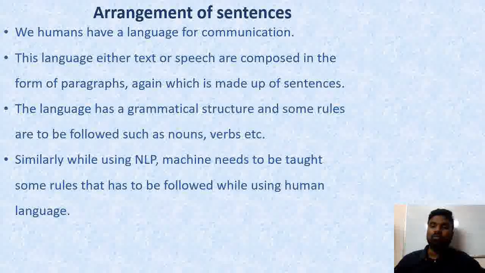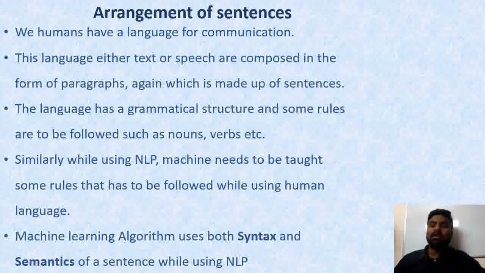And similarly, while machines use NLP, machines need to be taught some rules. उनको भी कुछ rules सिखाने पड़ेंगे if we want they learn our language. अगर हम चाहते हैं machines हमारी language सीखें और उसके according respond करें, then they also need to know the rules, the grammatical structures about sentences, about words, about paragraphs. So machine learning algorithms, which generally use NLP, they use both syntax and semantics of a sentence while using NLP.